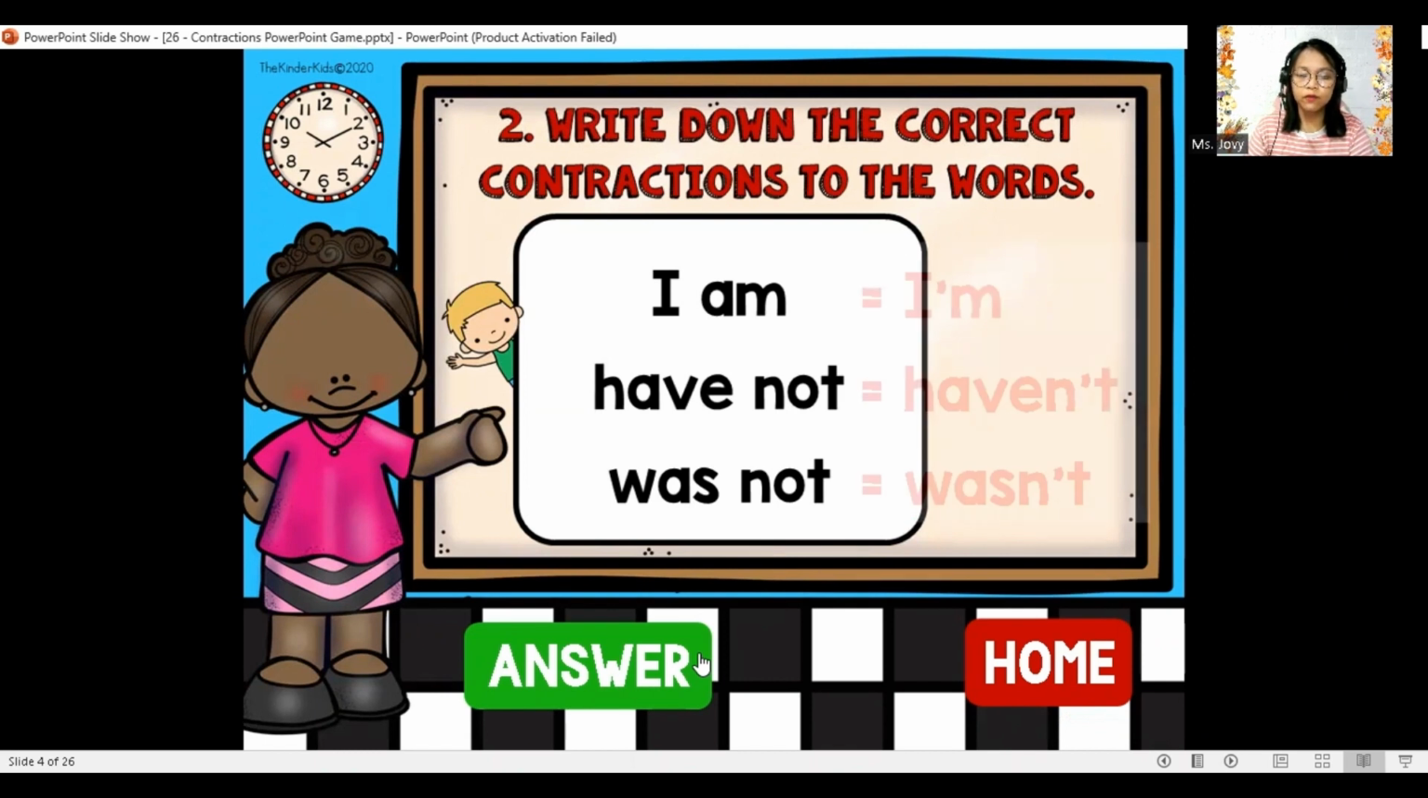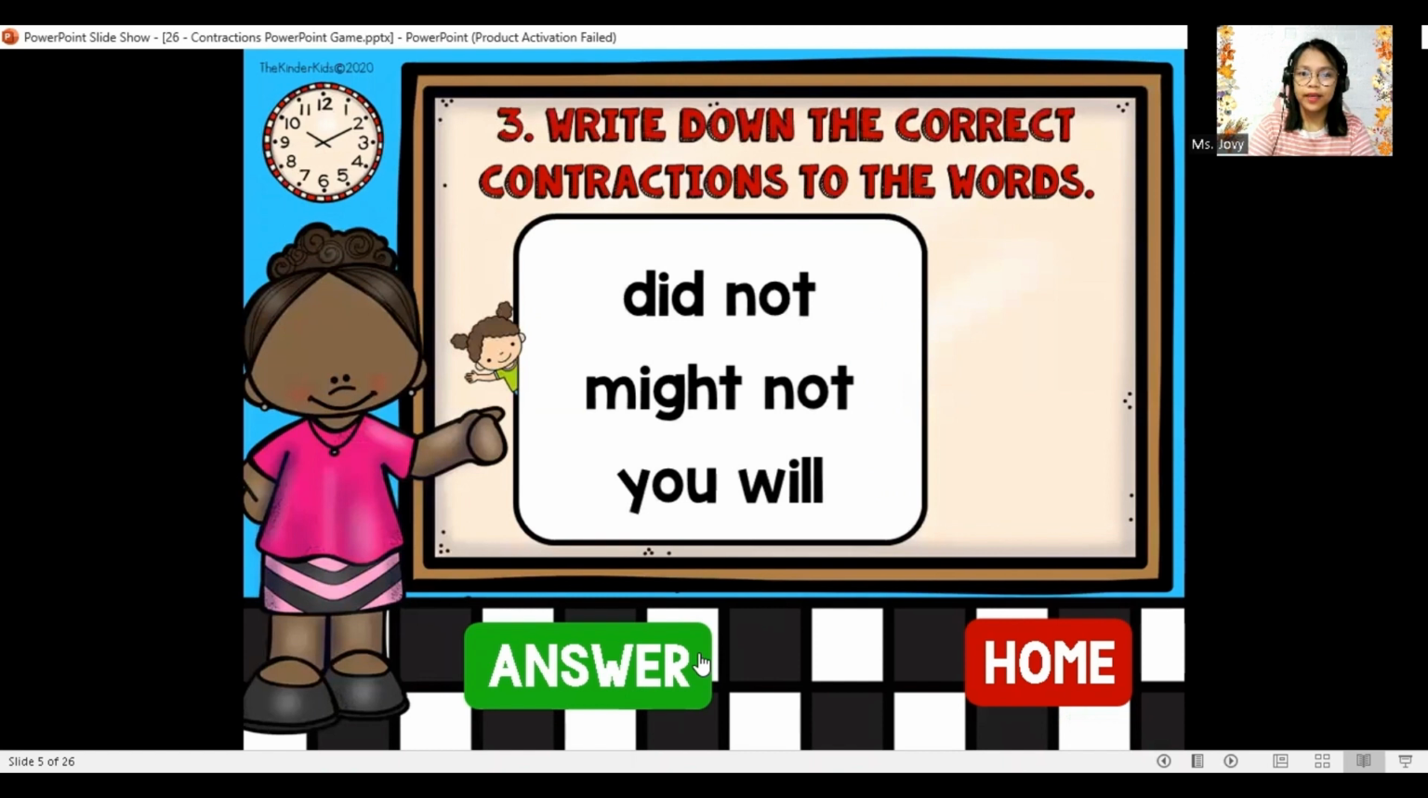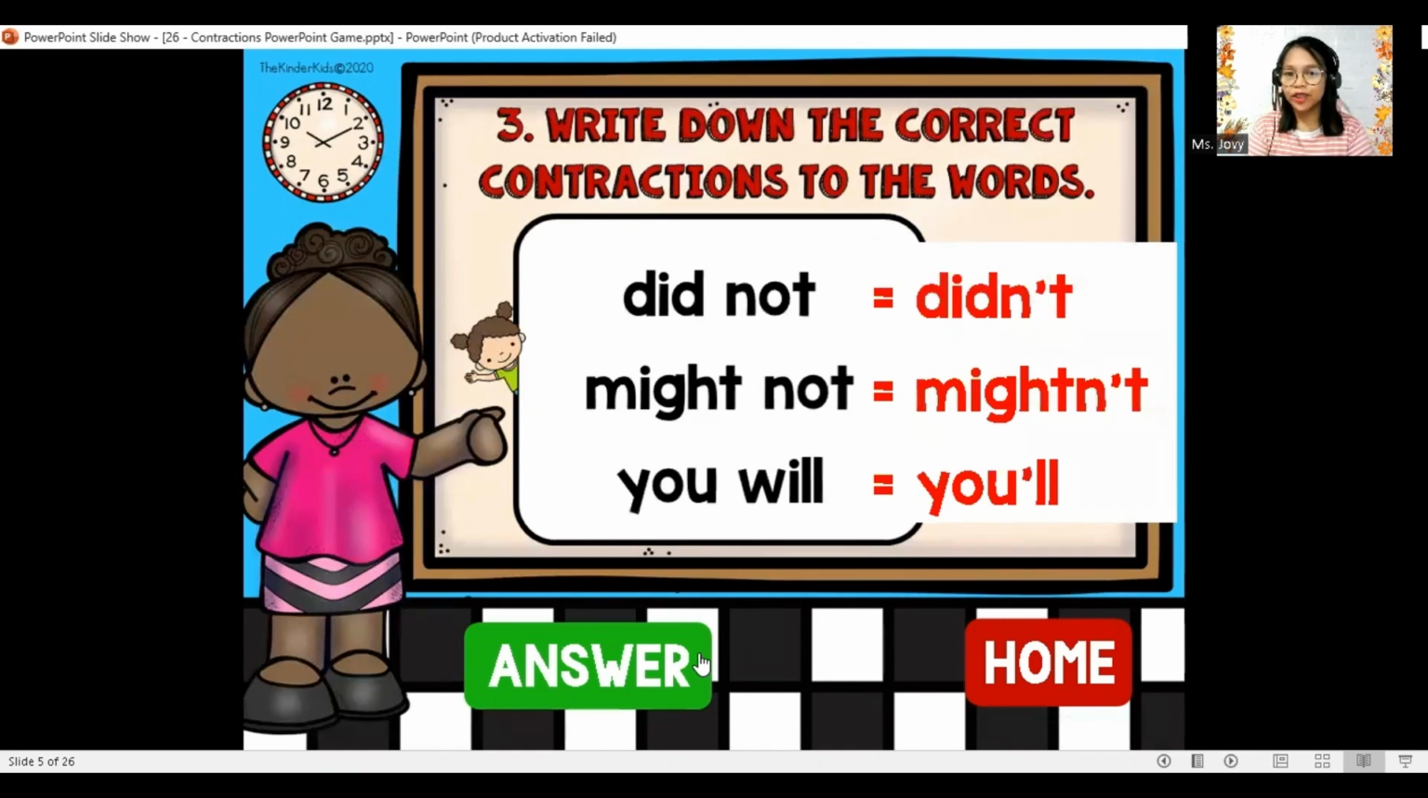All right, so let's see if you are correct. "I am" for "I'm," "have not" for "haven't," and "was not" for "wasn't." That's good. Next. Great job. "Did not" for "didn't," "might not" for "mightn't," and "you will" for "you'll."